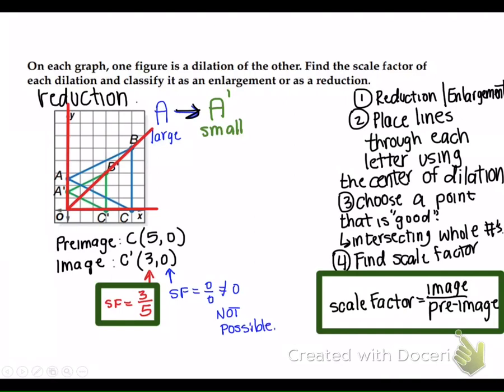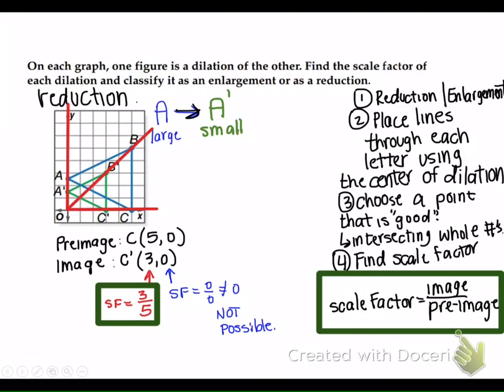Not possible. So you're always going to be given a positive value for this. Your scale factor will always be positive. Does that make sense? Yeah? It's a lot of work just to show enlargement 3/5, but it should be easy now.